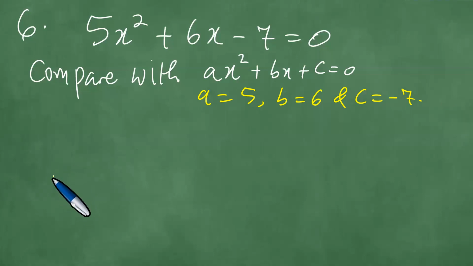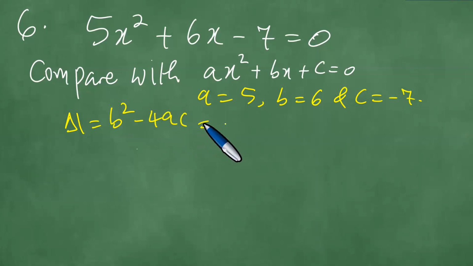Right, so we use the formula because you need to do the discriminant first, which is b squared minus 4ac. B is going to be 6 squared minus 4a.